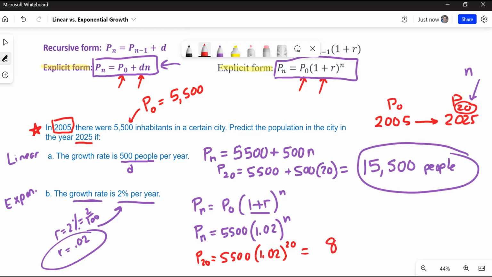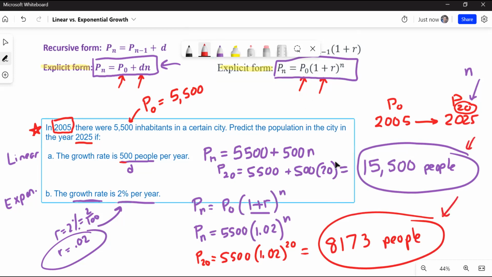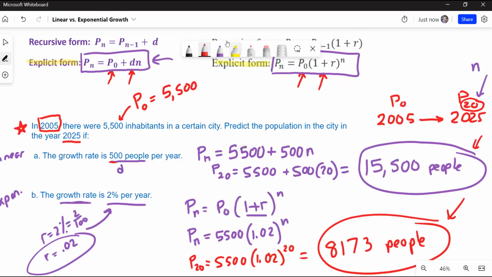And this is 8,173 people. So in this particular problem, what we find out is that with linear growth, if we just add 500 people per year, we get more people than if we just add 2% per year. But what would happen over time? Let's take a look graphically. I'll use Desmos to further explore this.